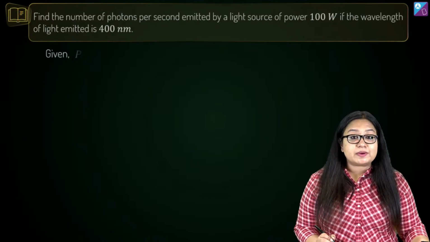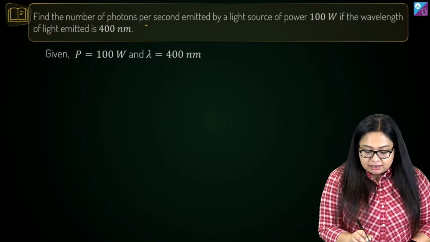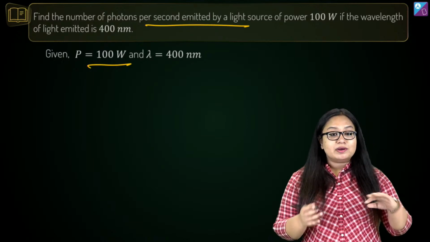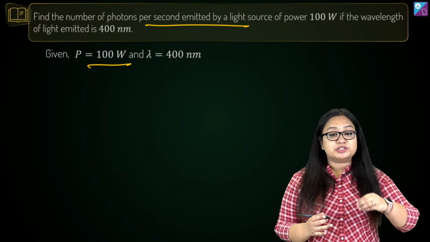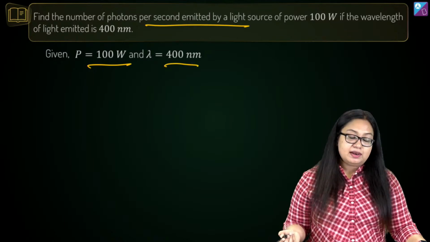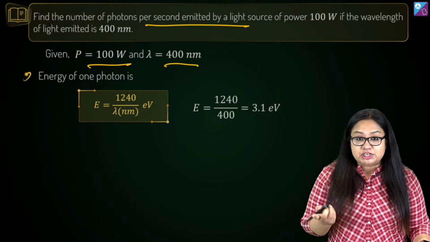This is a pretty simple question. As you can see, simple application. We want to find out number of photons per second. Power is given. Power is energy per second. So, energy per second divided by energy of 1 photon. That's what we're doing over here. Wavelength is given as well. Here we go. Energy of 1 photon we can actually calculate first.